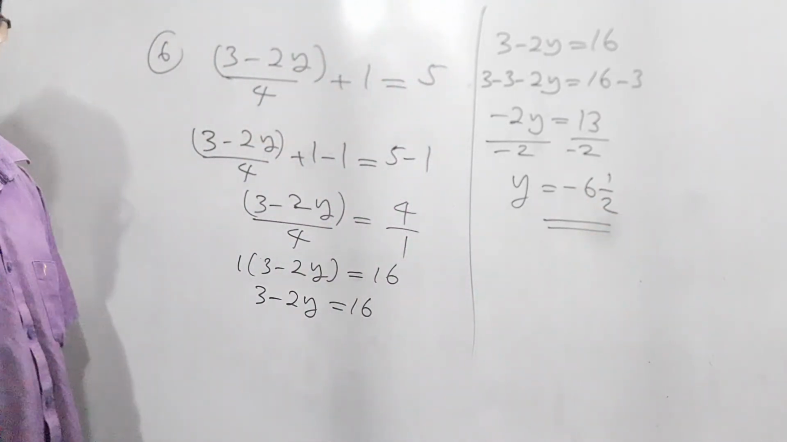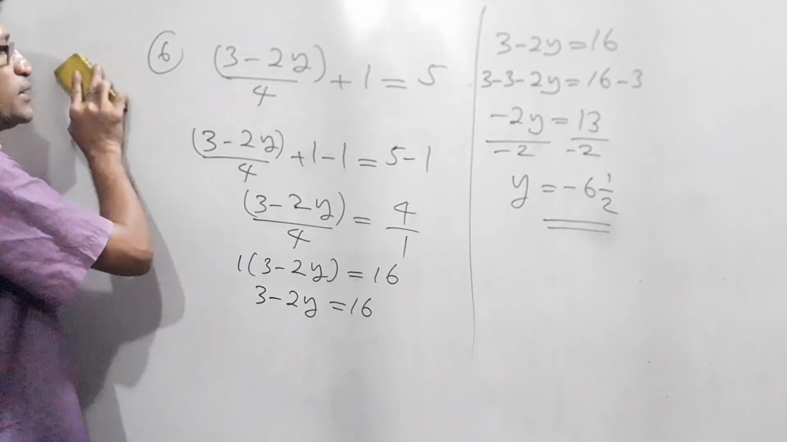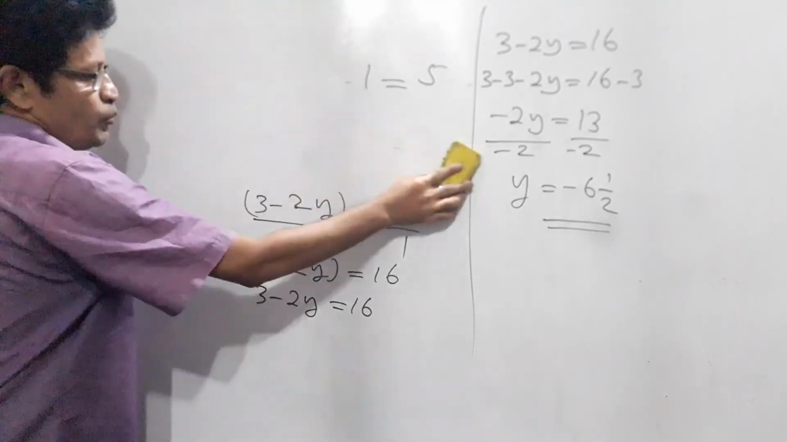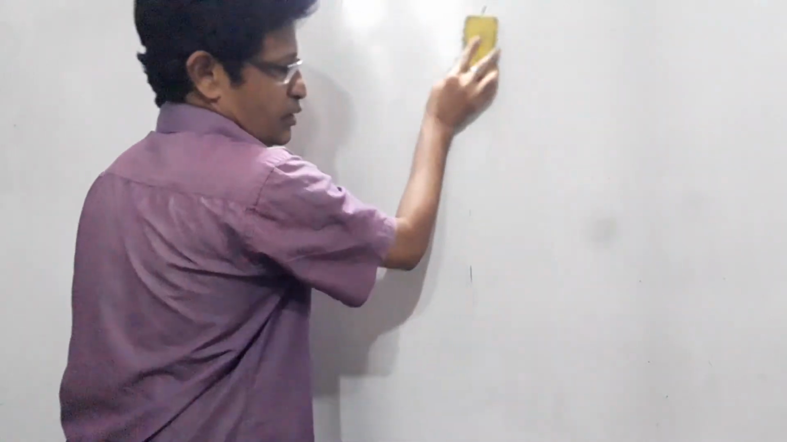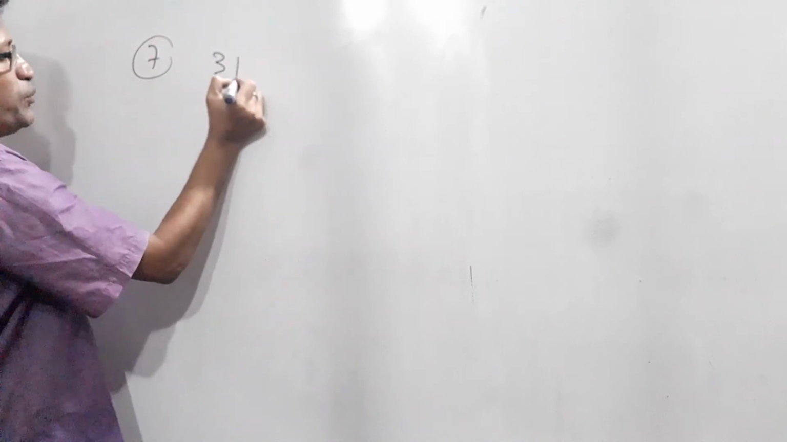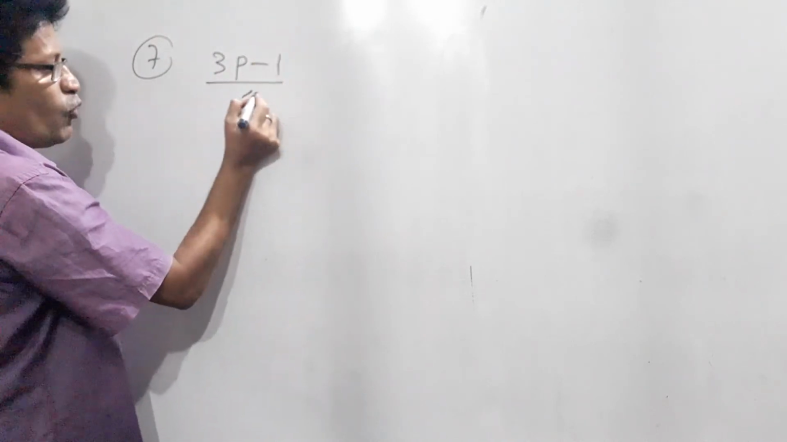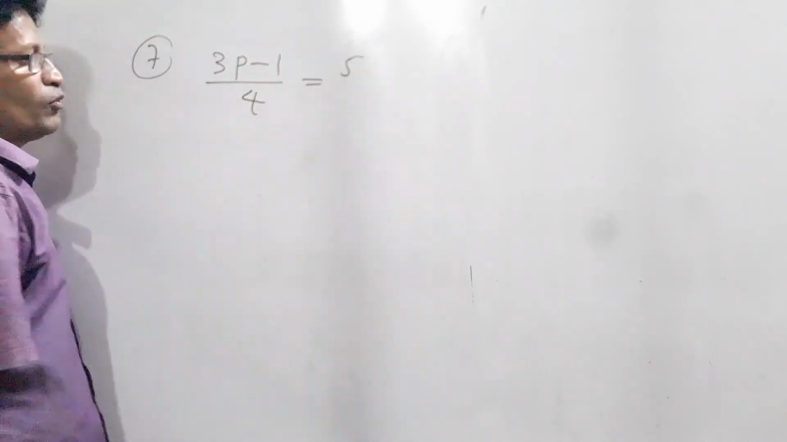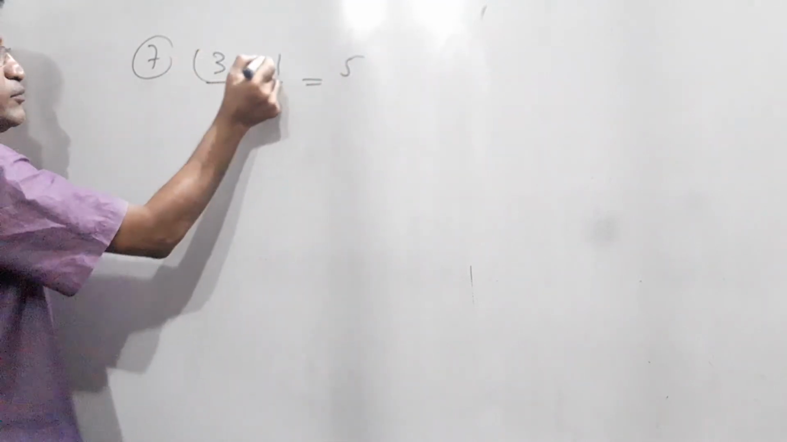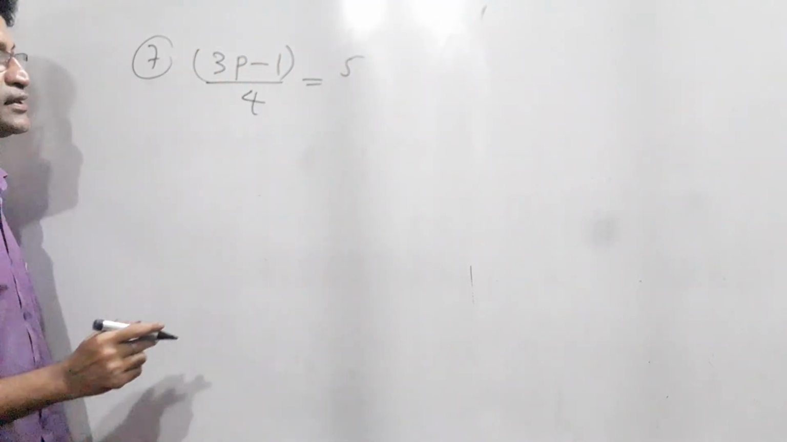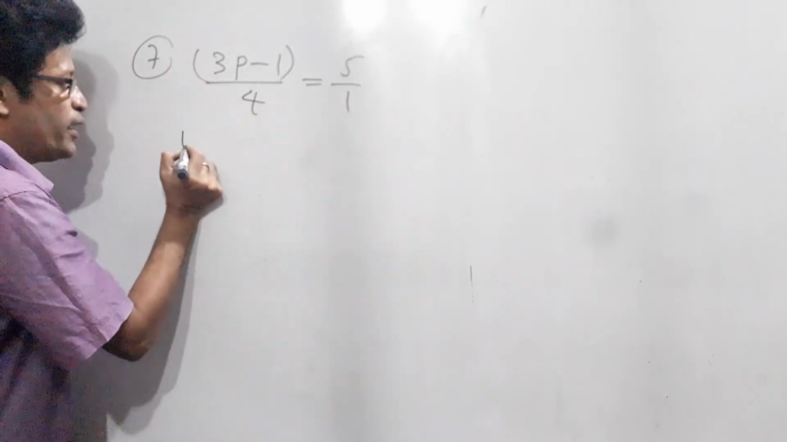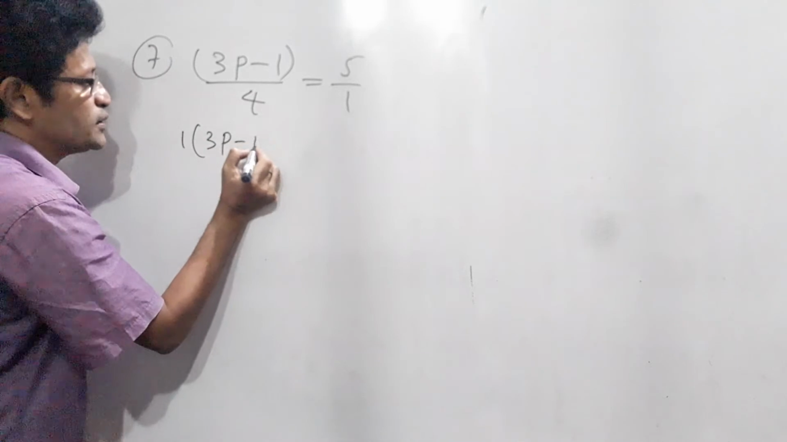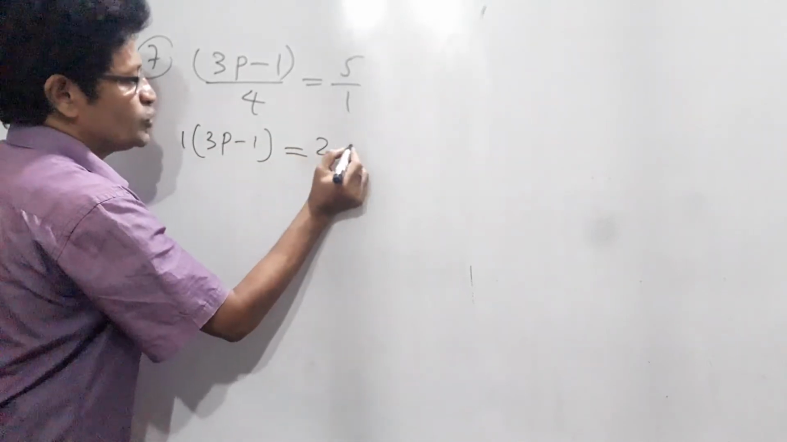Clear? Right. Now we will do the question number 7. Question number 7 is this. 3p minus 1 over 4 equal 5. First of all, I put a bracket here. Then you won't do any mistakes. Then 5 means 5 over 1. Now I can do the cross multiplication. 1 into 3p minus 1 equal 4 into 5 is 20.